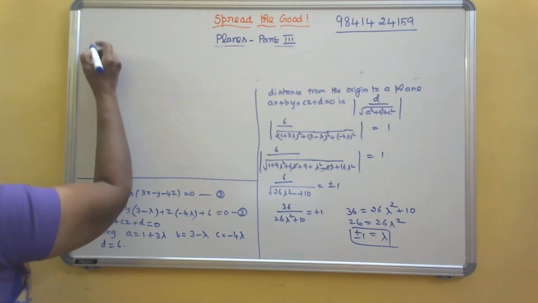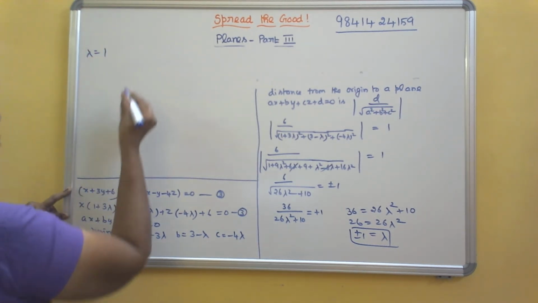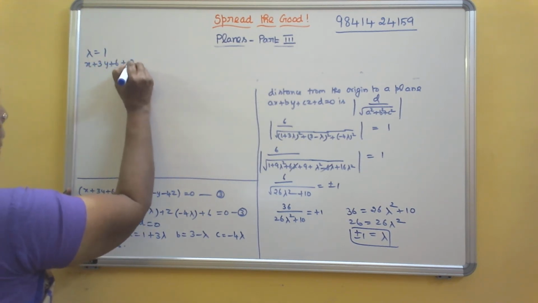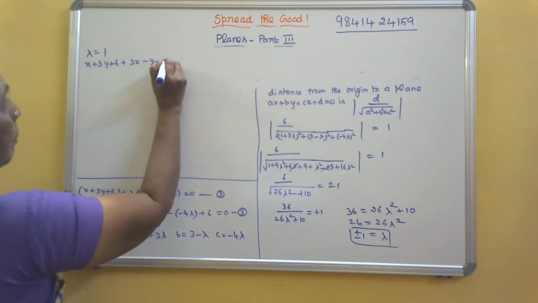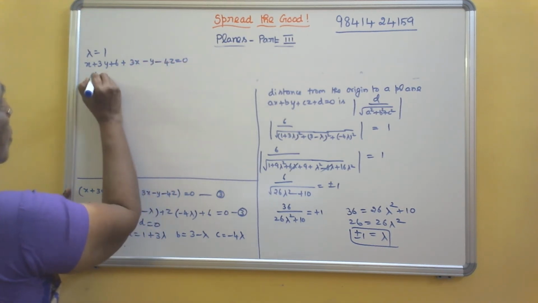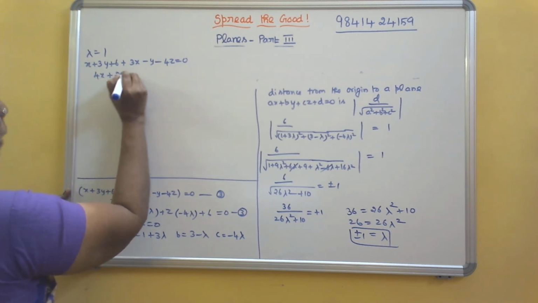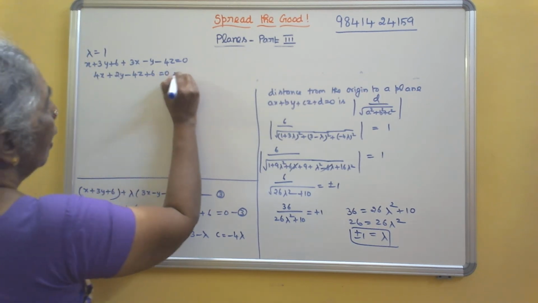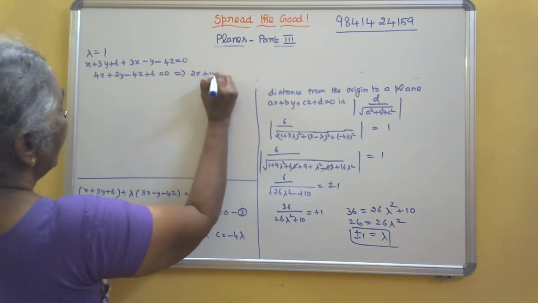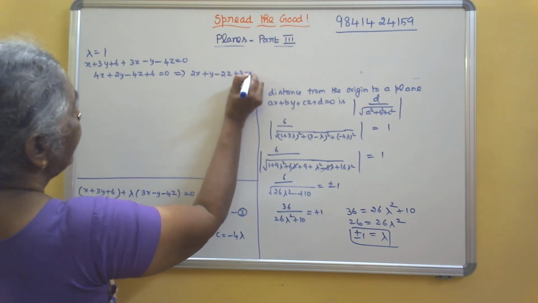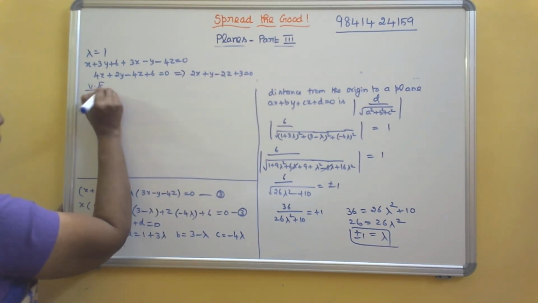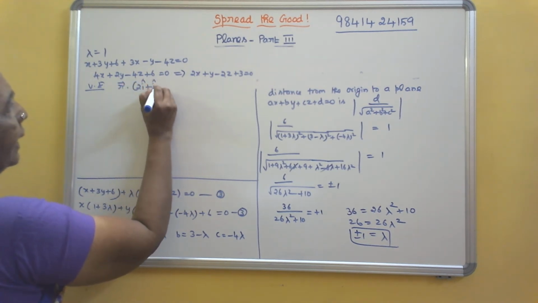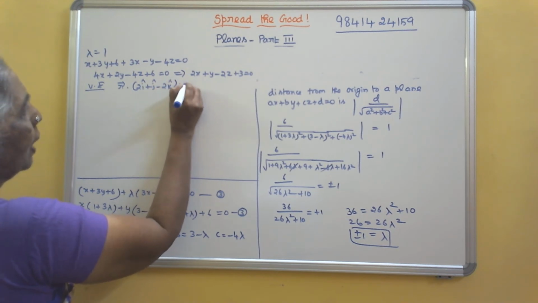First I will put lambda is equal to 1. So what will I get now? x plus 3y plus 6 plus 3x minus y minus 4z is equal to 0. So 4x plus 2y minus 4z plus 6 is equal to 0. Divide by 2. That will give you 2x plus y minus 2z plus 3 is equal to 0. The vector equation will be r vector dot 2i cap plus j cap minus 2k cap plus 3 is equal to 0.